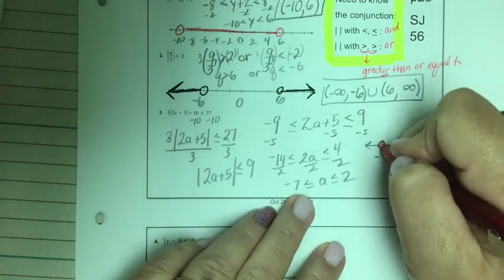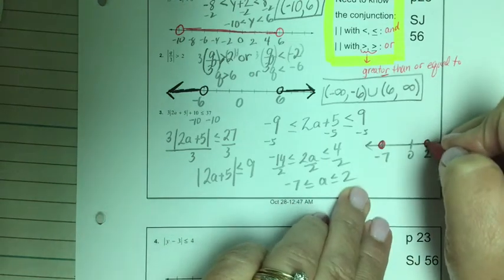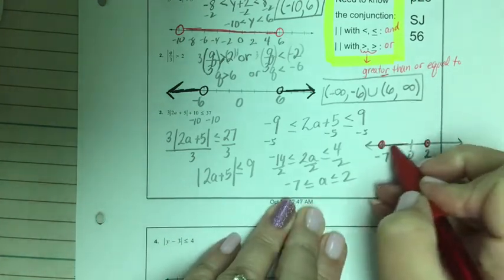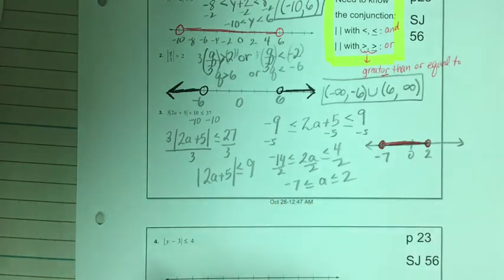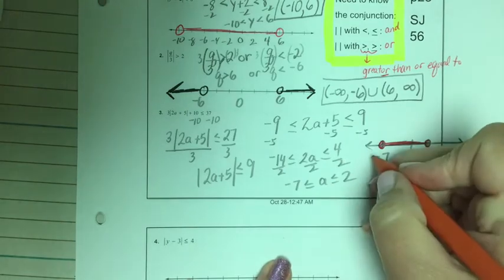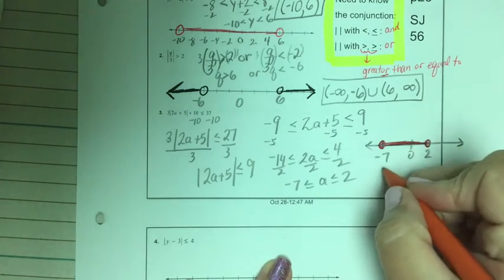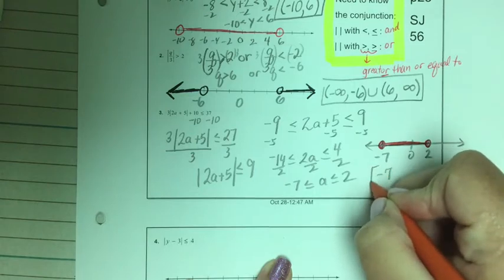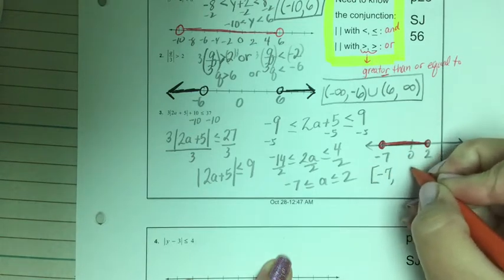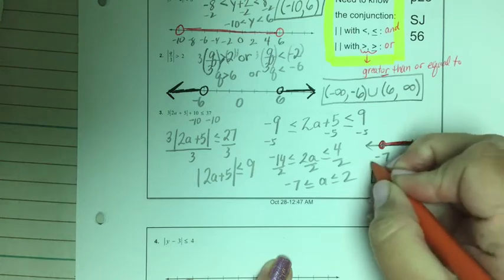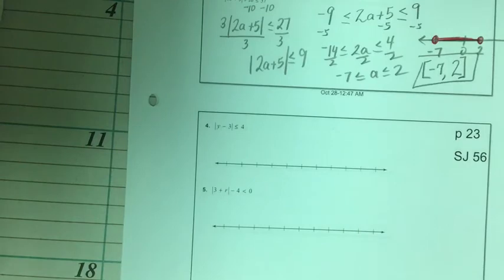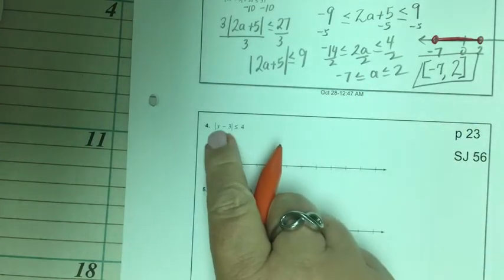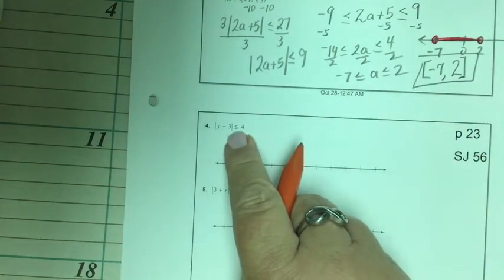Solid circle on -7, solid circle on 2. This is an AND, so it's the intersection of those two, which would be here. Interval notation, where does my number line start being shaded in red pen? It starts at -7 with a closed circle. Where does it stop? It stops at 2 with a closed circle. Number 4, my absolute value is alone, and this one is a less than symbol, so it's an AND.